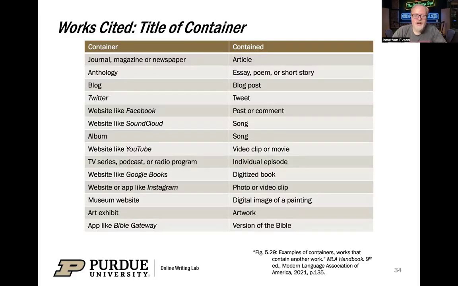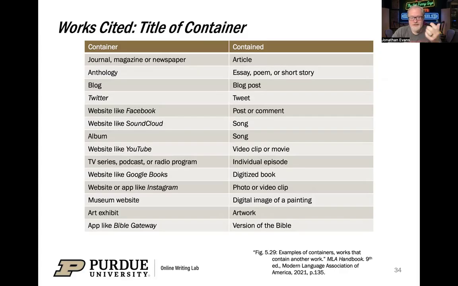And we talk here a little bit about title of container. So there's a journal, a magazine, a newspaper. It's contained inside of an article. An anthology would contain things like essays, poems, stories. A blog would contain a blog post. Twitter would have a tweet or post, x.com. A website like Facebook, post or comment. A SoundCloud album would have a song. So these are the containers and the things they contain.